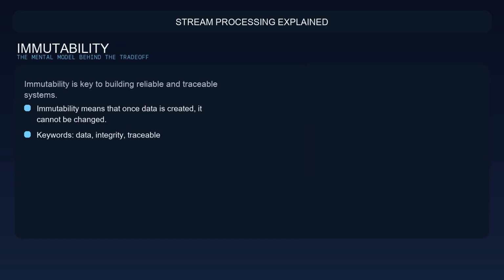Immutability means that once data is created, it cannot be changed. Immutability is key to building reliable and traceable systems. Immutability ensures data integrity and simplifies debugging and auditing.